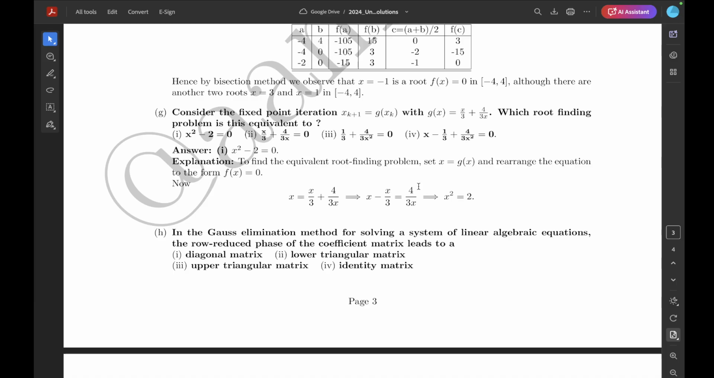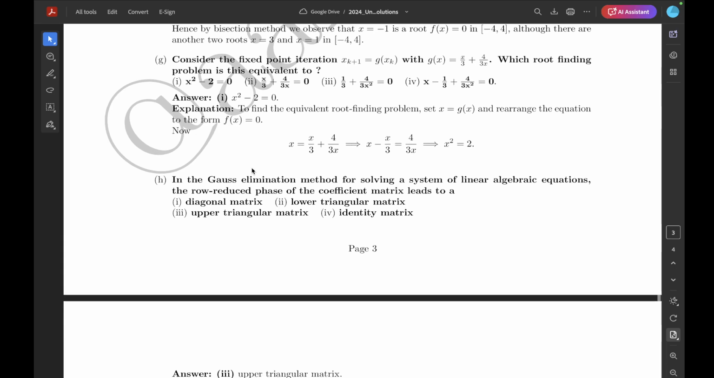Now x equals g(x), that means x equals x by 3 plus 4 by 3x. This implies x minus x by 3 equal to 4 by 3x, and after simplification we get x square equal to 2, that is x square minus 2 equal to 0 is the correct option.